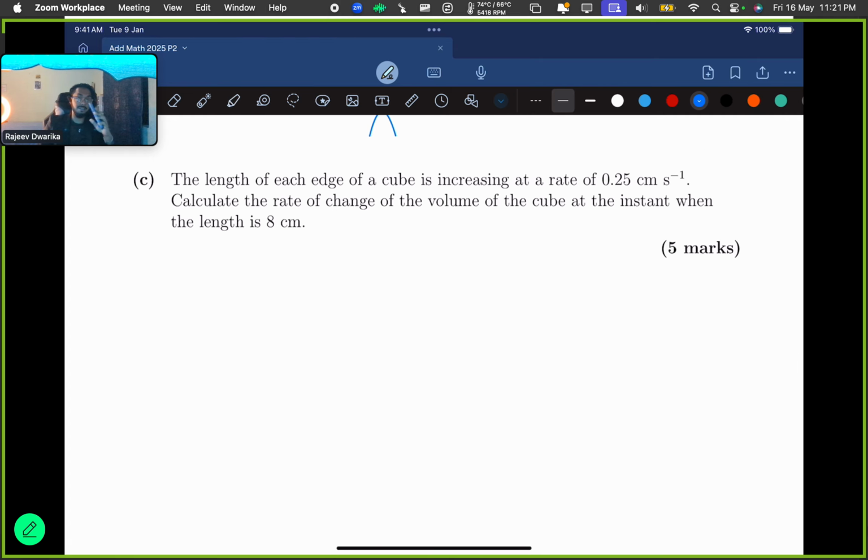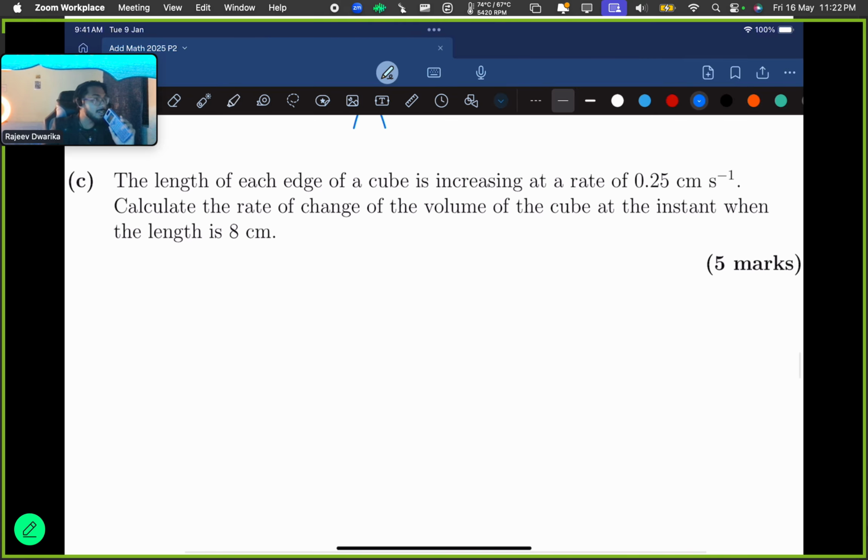Okay. 5 marks for this is key. Let me show you how you're supposed to do it. So get the question and do a quick read. The length of each side of a cube is increasing at a rate of 0.25 centimeters per second. Calculate the rate of change of the volume of the cube at the instant when the length is 8 centimeters. I'm going to show you how simple this thing is, actually. It's genuinely not hard. It's just 3 or 4 lines and you get your answer.